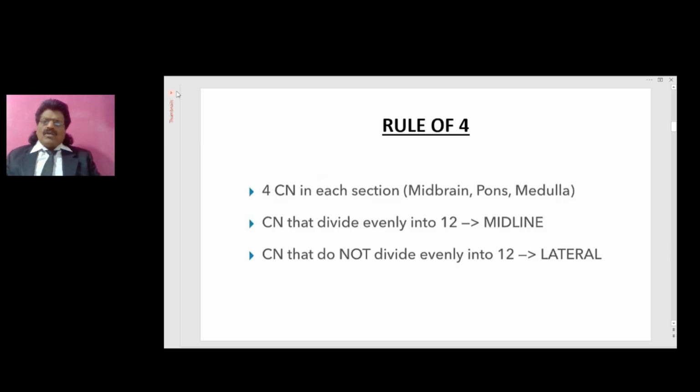When it comes to medulla oblongata, 9, 10, 11, 12 cranial nerves. 9, 10 and 11 cannot divide 12 into equal parts, whereas 12 can divide 12 into 1 equal part. So 12th cranial nerve is placed medially. 9, 10, 11 cranial nerves are placed laterally.